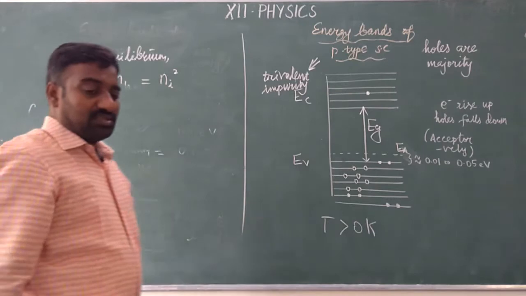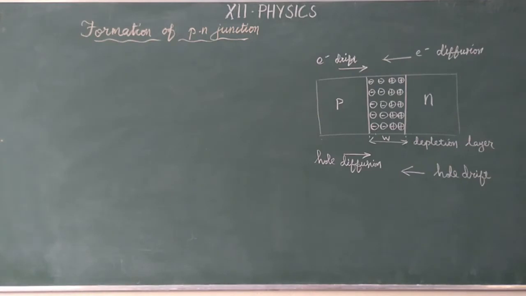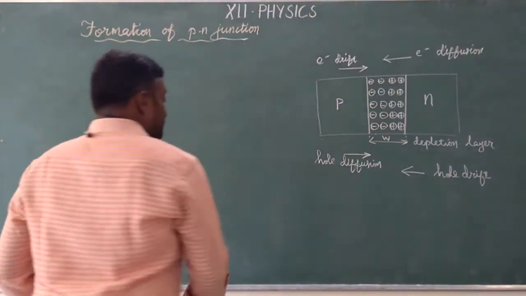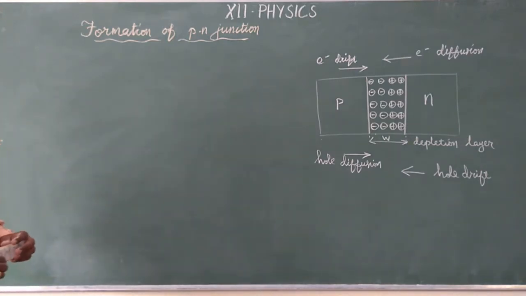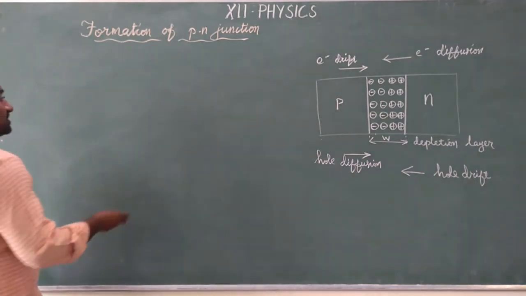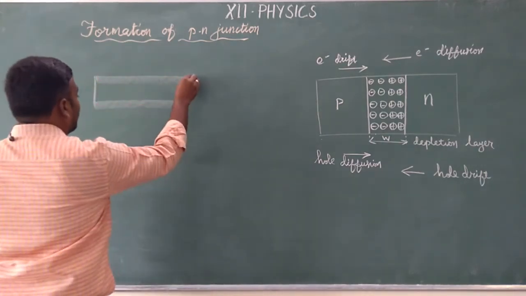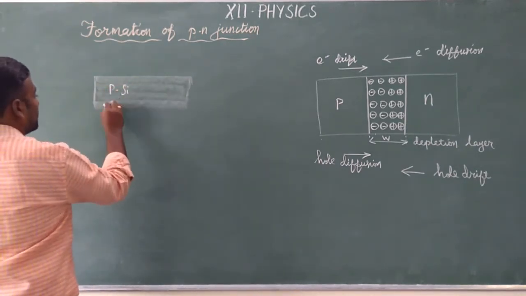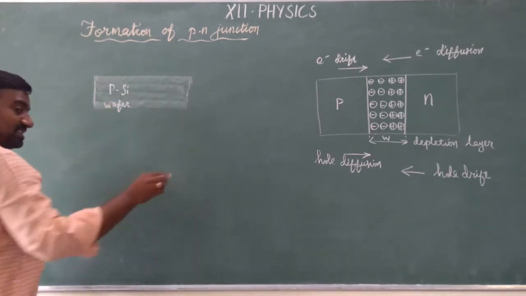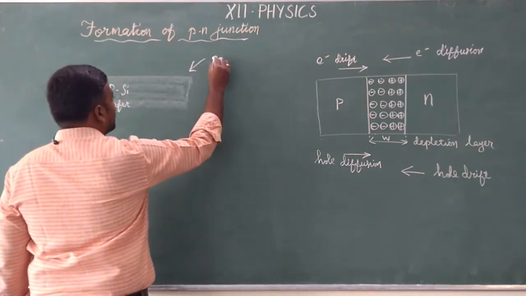The next topic is formation of the PN junction. Now we are going to see the PN junction, because most semiconductor devices use the PN junction. How to fabricate the PN junction? It's a very simple thing. To form the PN junction, we require a thin P-type silicon wafer, a very thin slice, in which we are going to inject a pentavalent impurity.